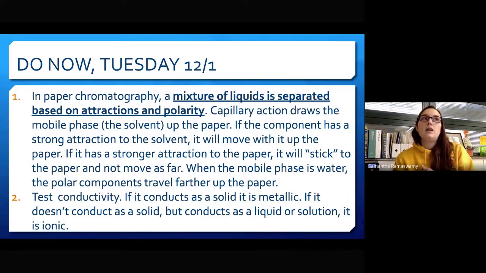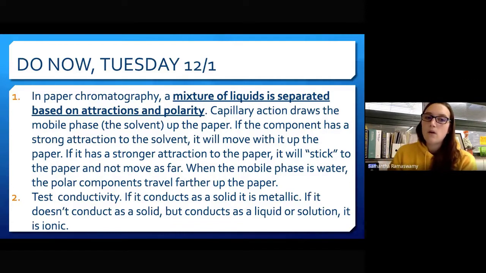So the attractions and the polarity are based on what the mobile phase is, because for us, the mobile phase, the solvent, was NaCl dissolved in water. So it's very polar. The paper was not as polar. So that's how you can look at polarity. If your solvent is something like hexane, which is C6H6, right? And it moves up, then that's nonpolar. So that means whatever moves up the furthest is also nonpolar.